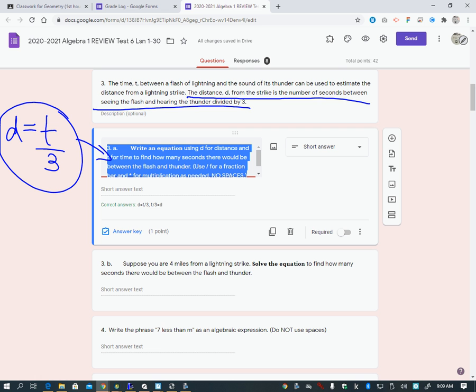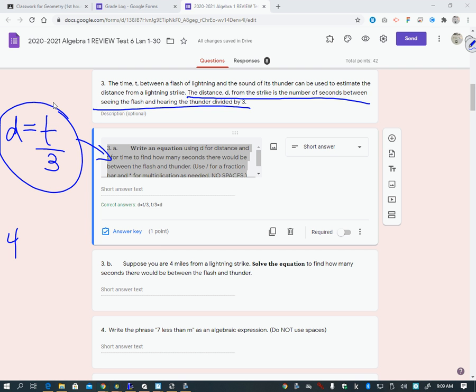Suppose you are 4 miles from a lightning strike. Okay, so where would we substitute 4 into this equation up here? Distance. So we would start with 4. Solve the equation to find out how many seconds there would be between the flash and the thunder. So that would be 4 equals t over 3. How would I solve for time? Multiply by what? On both sides. All right, so 3 times 4 is 12, so t equals 12, and that should be seconds.